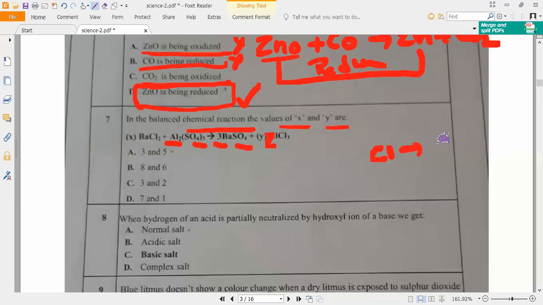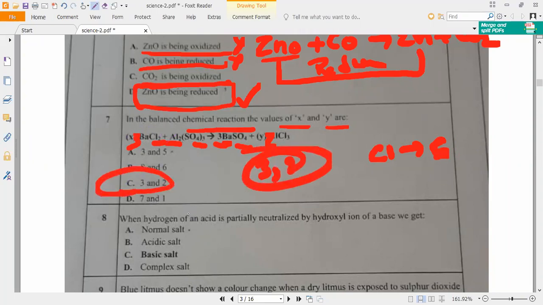Now if I keep 2, then what is the chlorine? Chlorines become 6. Yes, barium, it will become 6. But here only 2 are there, so I have to multiply with 3. That's all. It's even more simple. Bariums you can see, here 3 are there, here only 1. So I can multiply with 3. So what is the answer? 3 and 2. That's all.